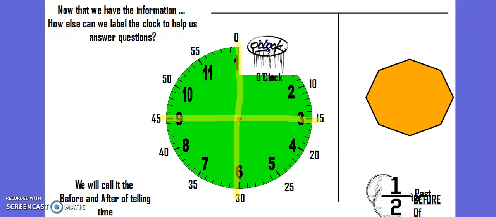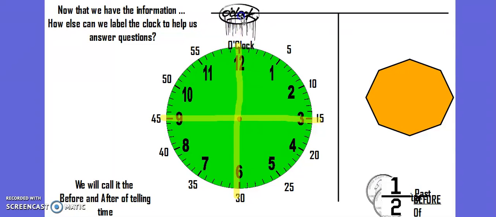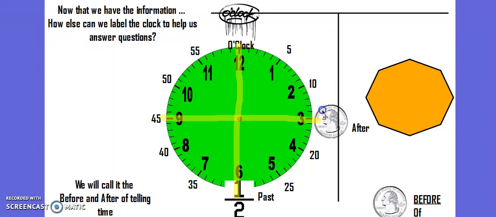At the very top, we know that if it hits the 00, we call that the o'clock hour. If it's at the very bottom, we've hit half past the hour or 30 minutes. If it's over on the right-hand side at the 15-minute marker, we call that quarter after. The visual quarter will hopefully help you remember that that is the word I say before after.